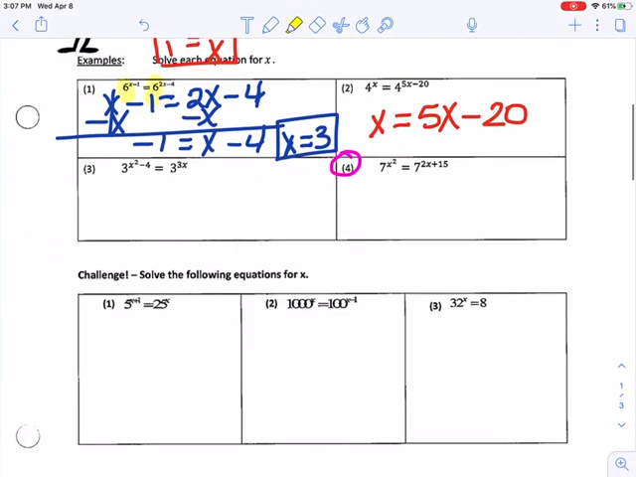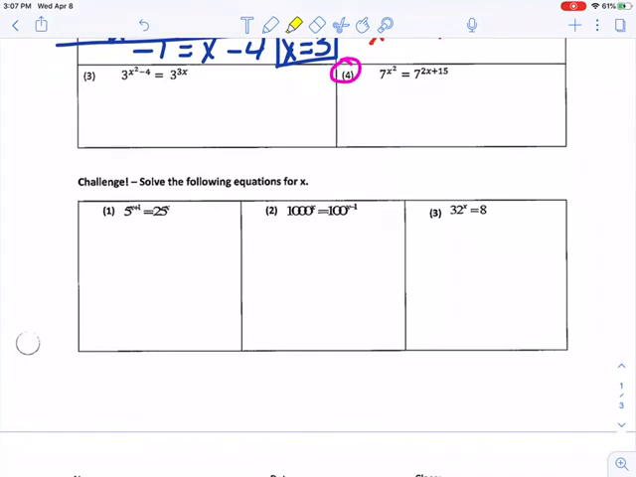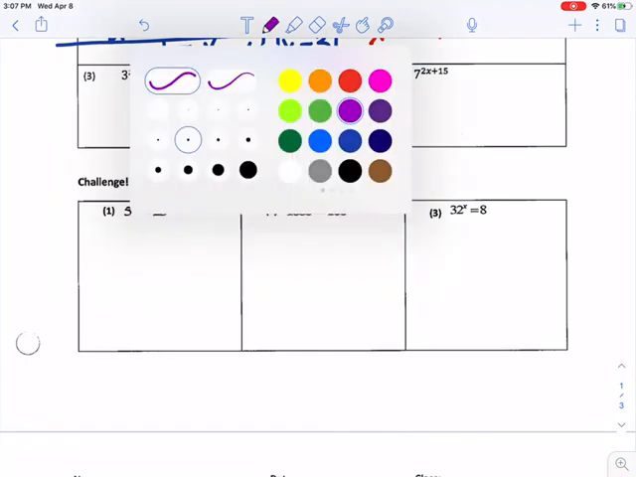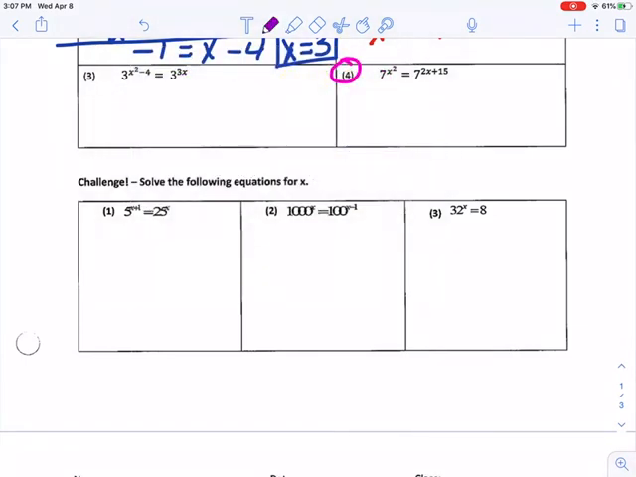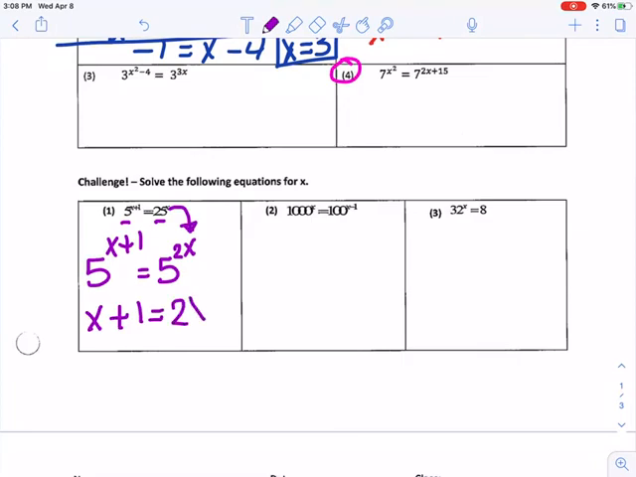Let's look at one more example where you have to manipulate the bases to make them match. So over here, we've got 5 raised to the x plus 1 power, and on this side we have 25 to the x power. So we say, all right, 25 is the same as 5 squared. Multiply it by the power that was already there, the x, and we have 5 to the x plus 1 power. Again, now the bases match. x plus 1 is equal to 2x.